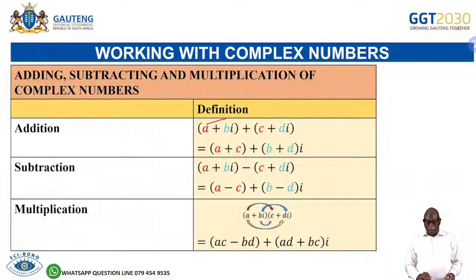the real parts will add together and the other parts will add together. In this case, they just made it easy for us: this and this are the real parts, which are added together, and this and this are the imaginary parts, which are also added together. The same applies to subtraction. We'll do the same.